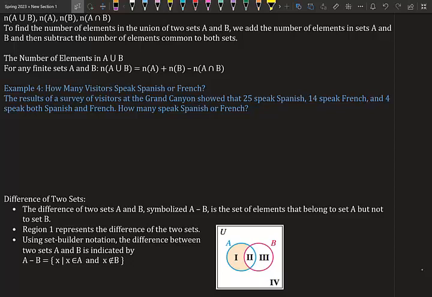So how many visitors speak Spanish or French? The results of a survey of visitors at the Grand Canyon showed that 25 speak Spanish, 14 speak French, and 4 speak both Spanish and French. How many speak Spanish or French?